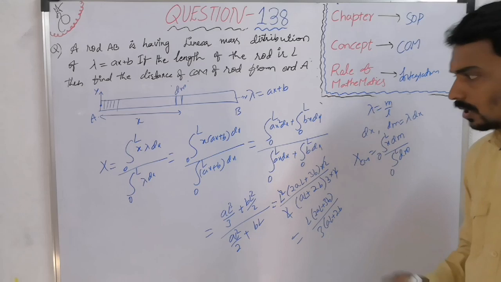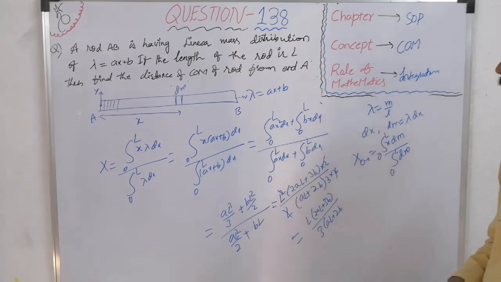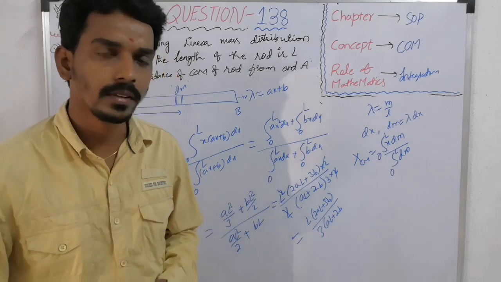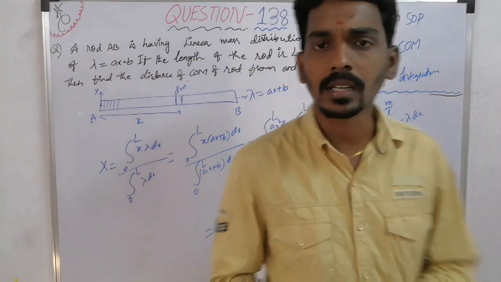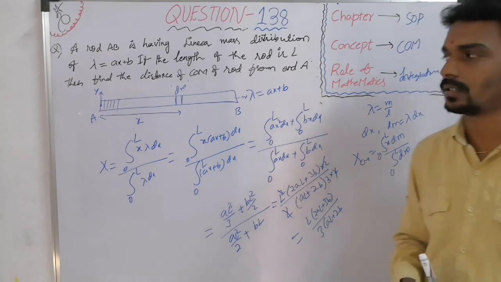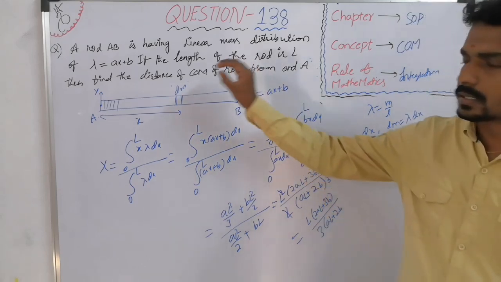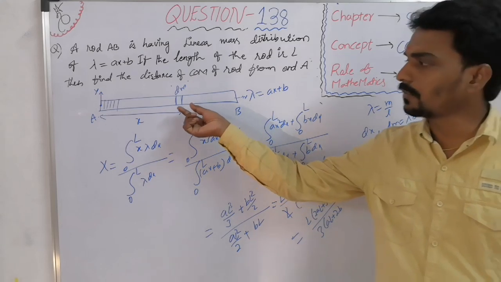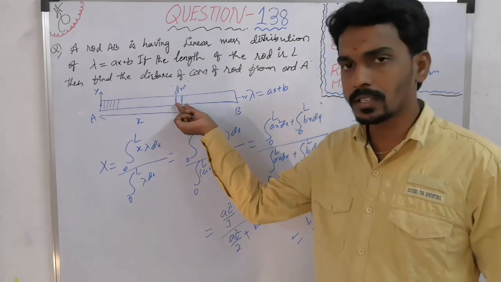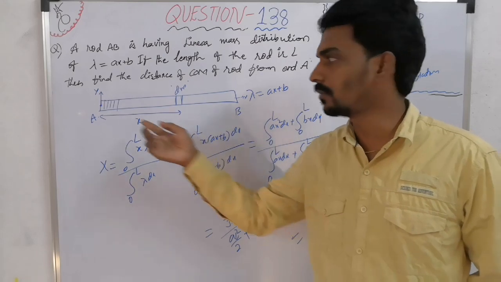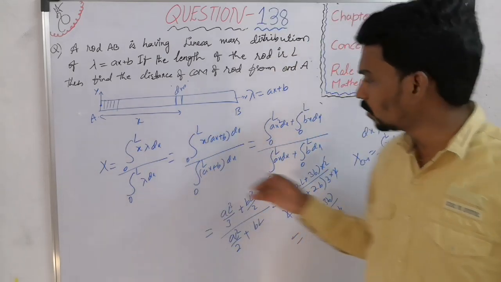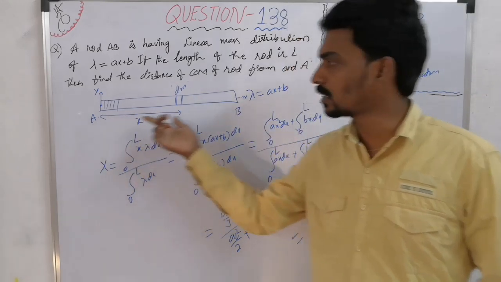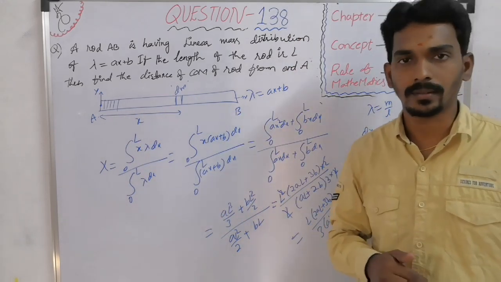So this is how you can solve questions related to the center of mass of a system, or a body with continuous mass distribution. The method is, consider one small element. Find the center of mass for that small element with respect to the reference. Then go for the integration. Then you will get the position of the center of mass for the whole body.